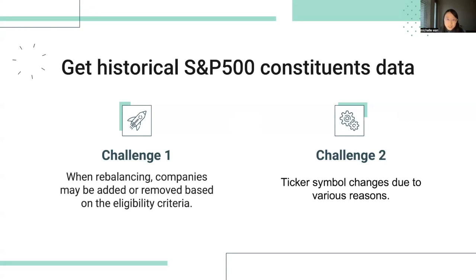And the second challenge is that ticker symbols change due to various reasons. As I said, I pull all the data from Yahoo Finance, and if a symbol once existed but does not currently exist, then no search results would show up. For example, the ticker FB had been included in S&P 500 long before the start of my backtesting timeframe. But the ticker symbol FB does not return any historical prices because it is now named Meta.